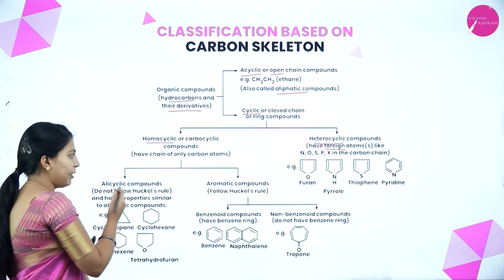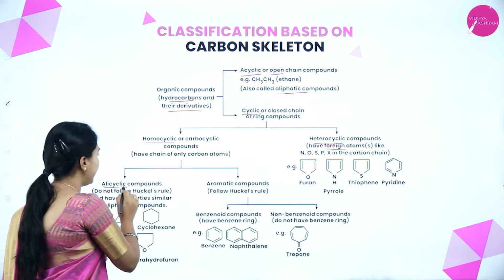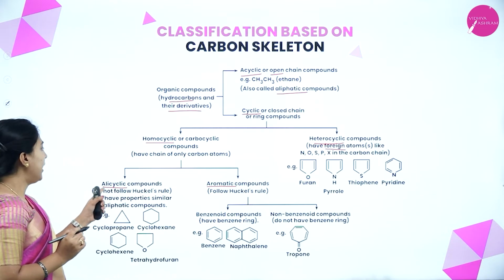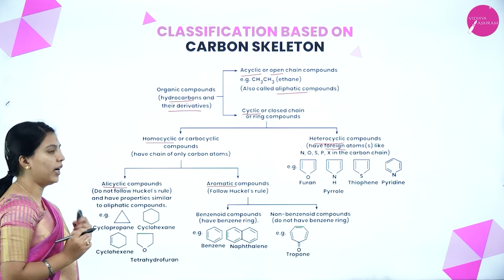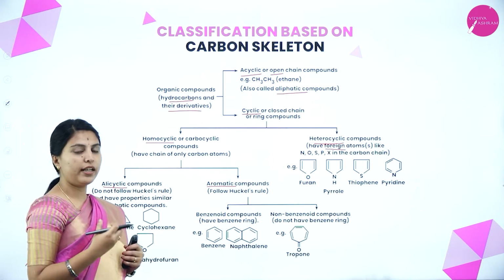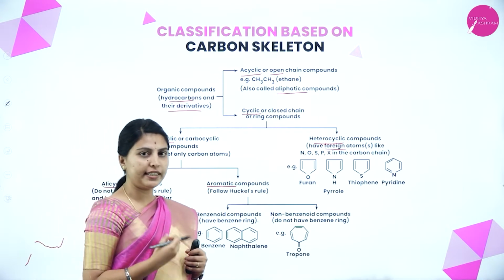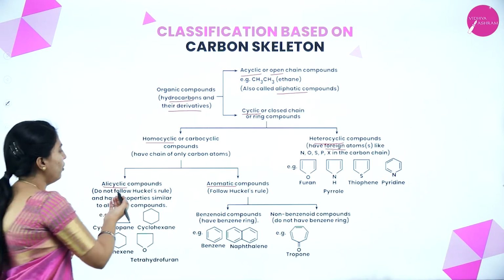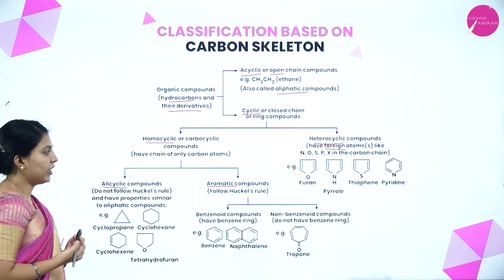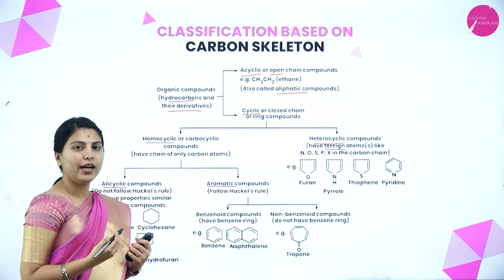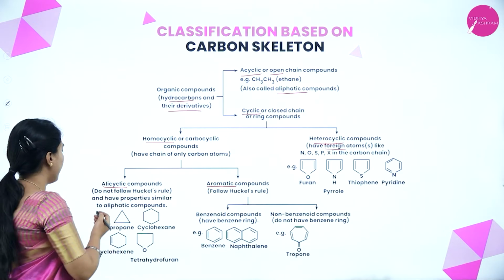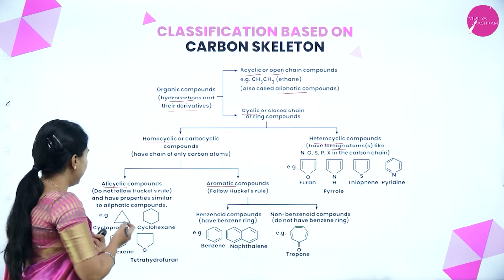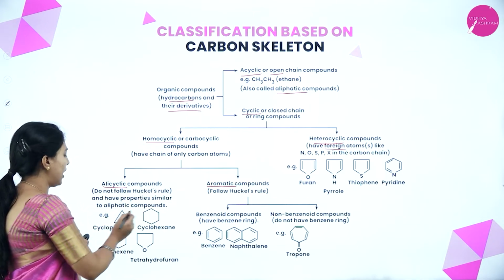So it can be further divided into alicyclic and aromatic, right? Alicyclic compounds do not follow Huckel's rule. This Huckel's rule and aromaticity you will study in further sessions. Aromatic compounds follow Huckel's rule. Alicyclic compounds have properties similar to aliphatic compounds.